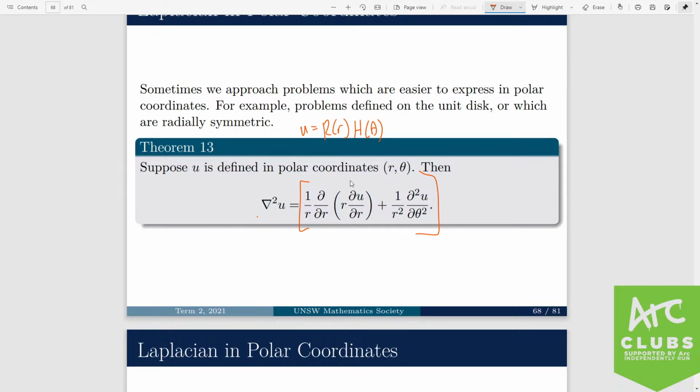And then if you sub that in, so the Laplacian of u equals 1 over r, partial with respect to r, of r times u with respect to r. That's just, if we drop the arguments, r R' H plus 1 over r squared, and then the second derivative with respect to theta, so R H''. So the 1 over r, using the product rule, we have R' H plus r R'' H plus 1 over r squared R H''.